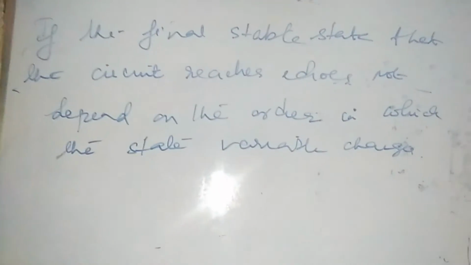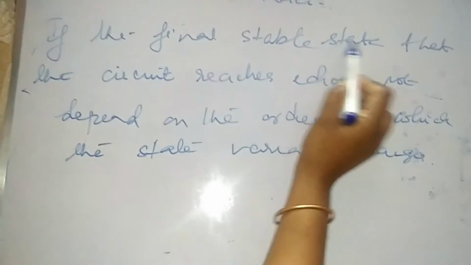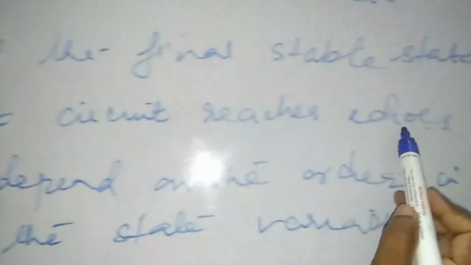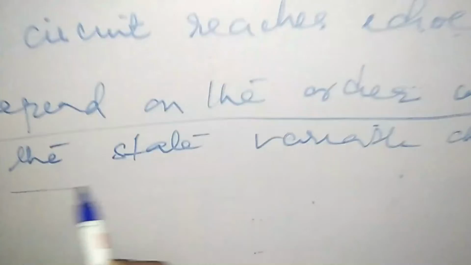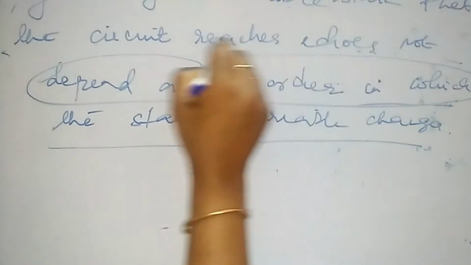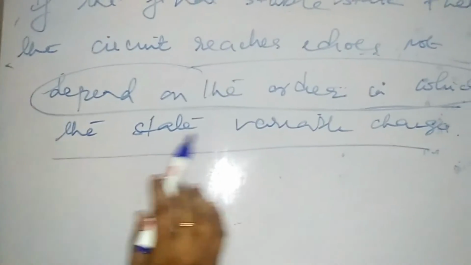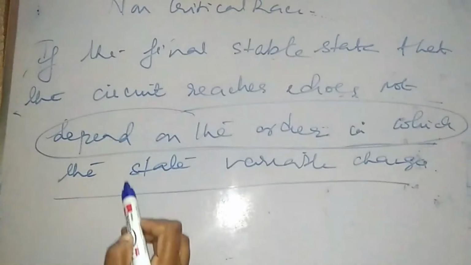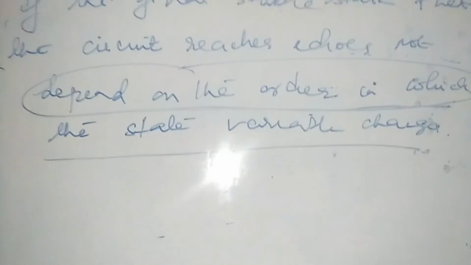Okay. So what is a non-critical race? If the final stable state that the circuit reaches does not depend on the order in which the state variables change. So here, this is very important. It will not depend upon the order in which the state variables change. I shall explain with an example so that you will understand the non-critical race better.